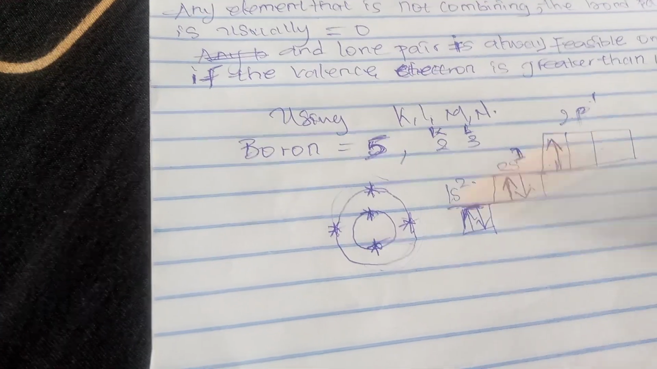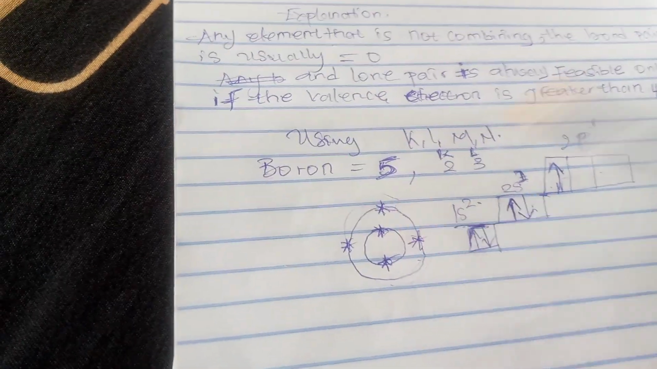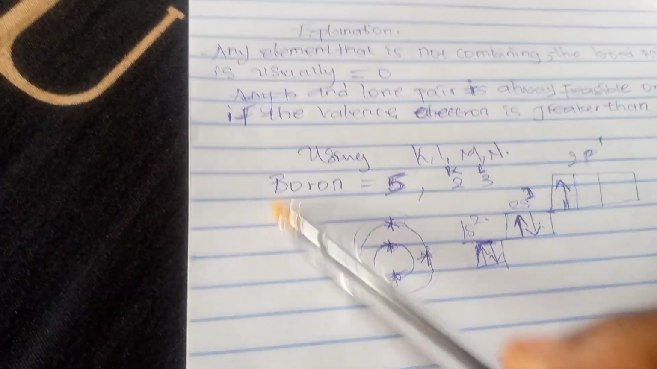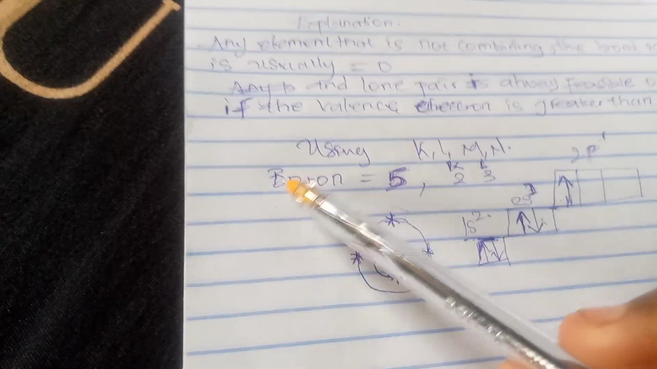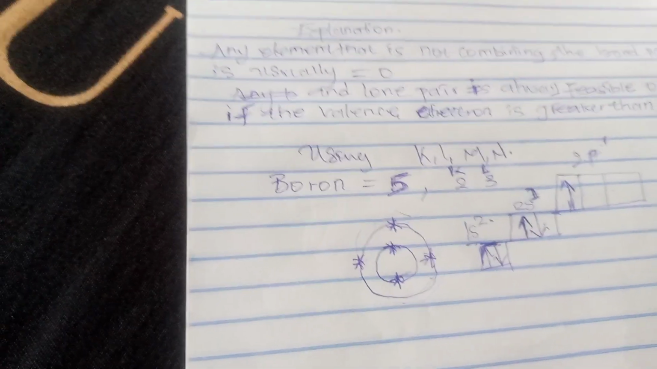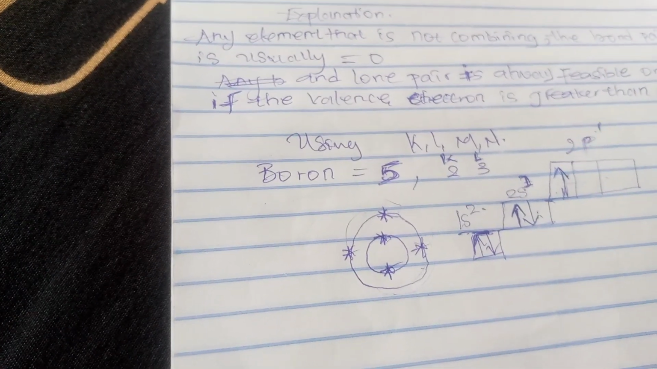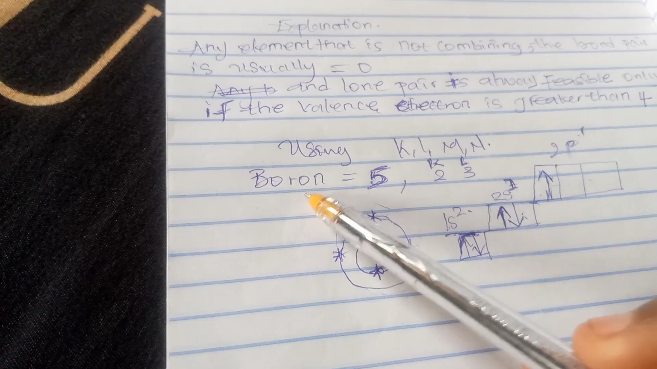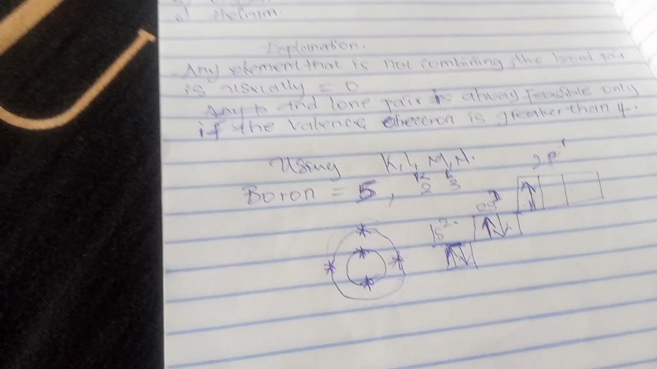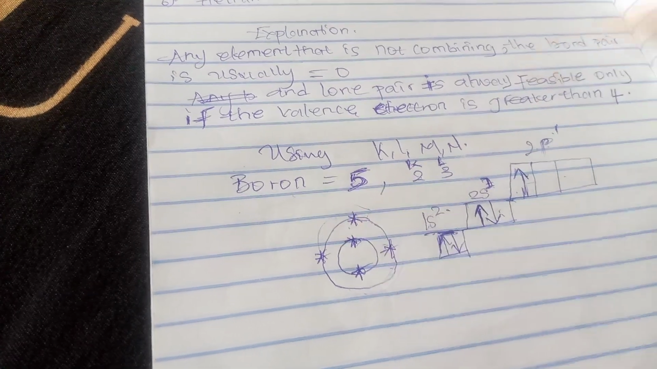Now, how many bond pairs does this have? It has no bond pair. Remember I said any element that is not combining does not have any bond pair. You can see boron is not combining with another element. If it were beryllium chloride or sodium hydroxide, you would see. But boron is alone, so it does not have any bond pair. Now let's check whether it has a lone pair. It does not have any lone pair too.